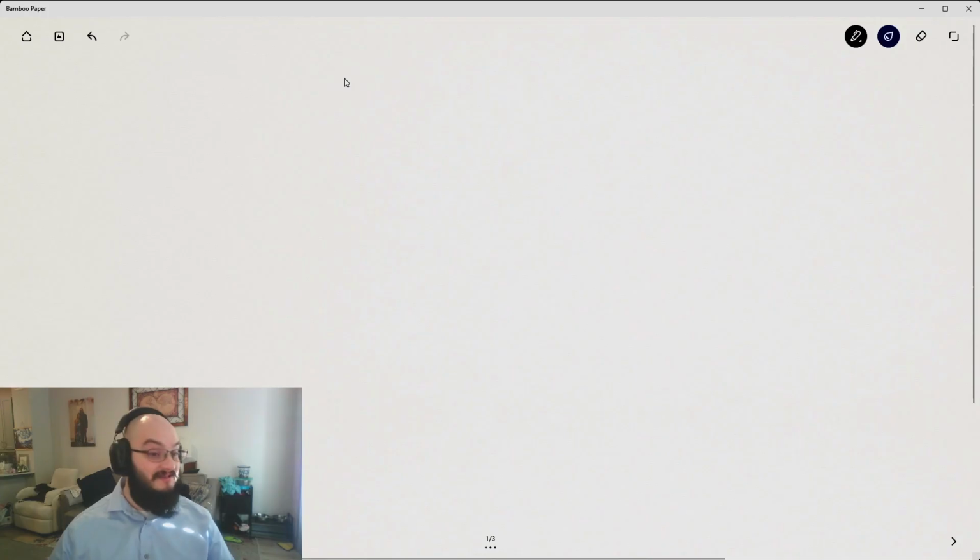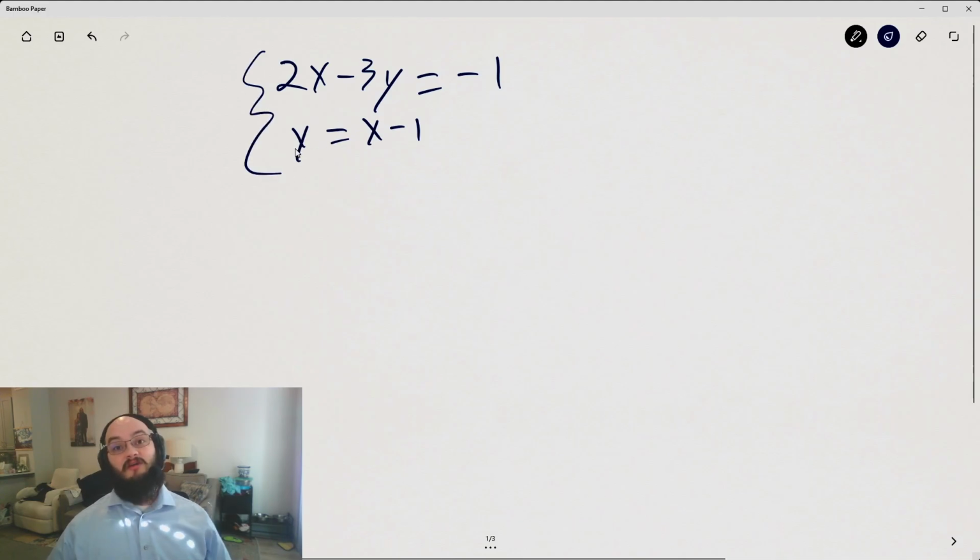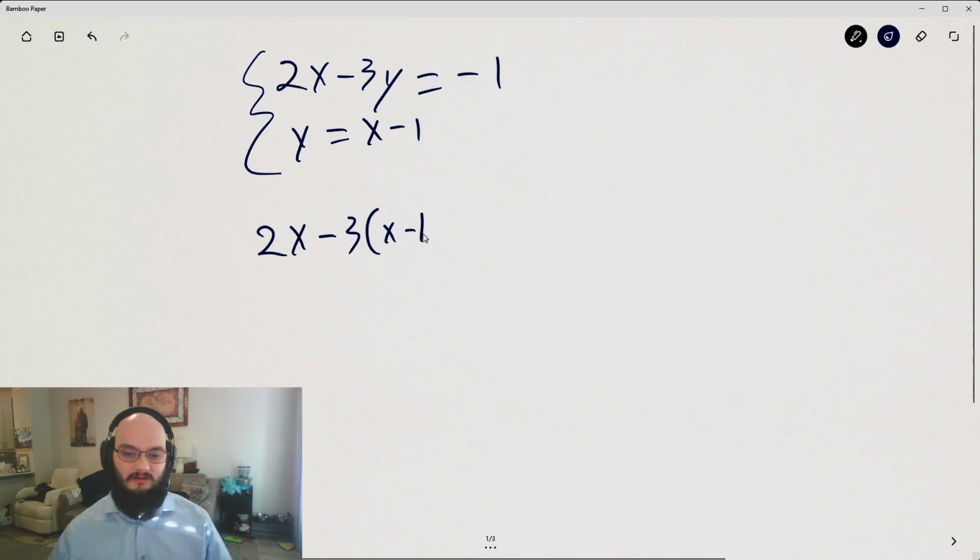In our second example, we have 2x minus 3y is equal to negative 1, and we have y is equal to x minus 1. Since we already have y equal to something, this is the perfect opportunity to use substitution. This y is the same thing as this y, so let's rewrite our first equation with the value that y is equal to substituted in, and now solve for x.